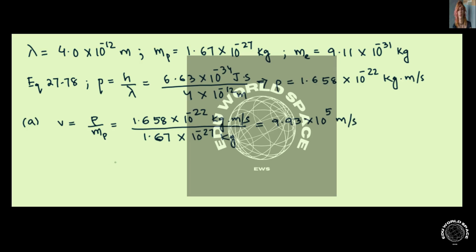And we compare it to the speed of light, and we get that this velocity is nearly equal to 0.01 times the speed of light. So our assumption to take the classical definition of momentum is in fact correct, or justified. Now kinetic energy will be equal to half mv square.